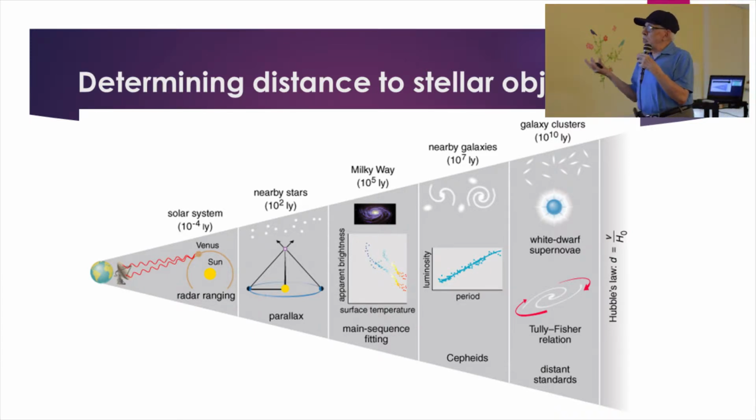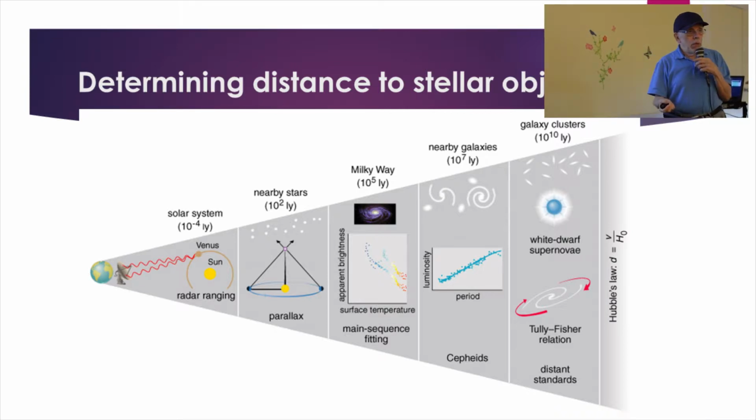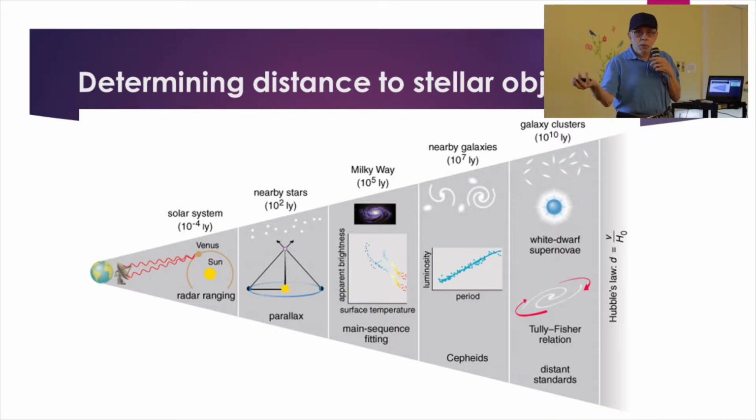For nearby galaxies, we can use the relationship between the period of variability of variable stars like the Cepheid variables and the absolute magnitude of the star. So again, we look at the absolute, the intrinsic brightness versus the actual brightness. We can figure out the distance.